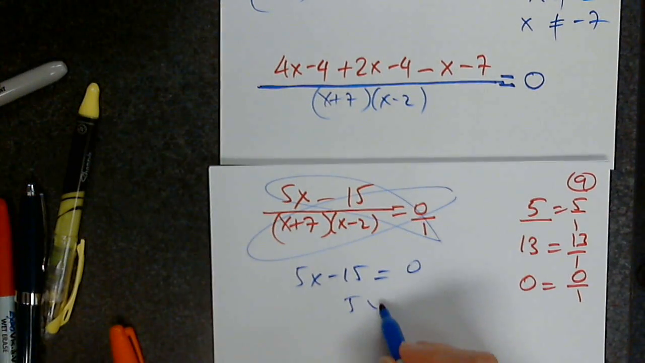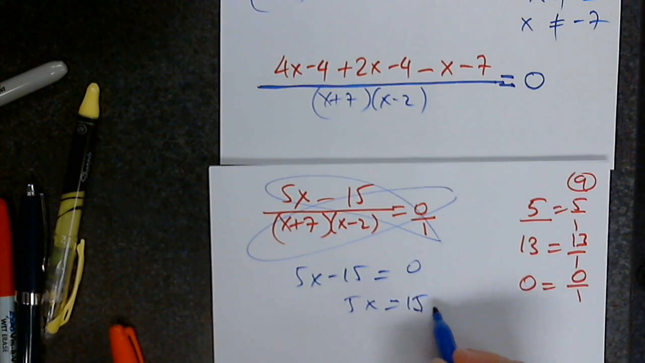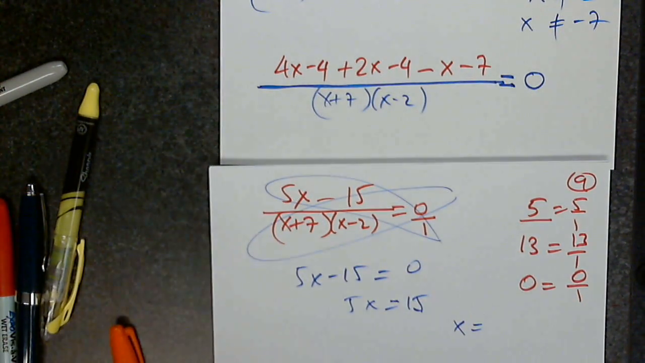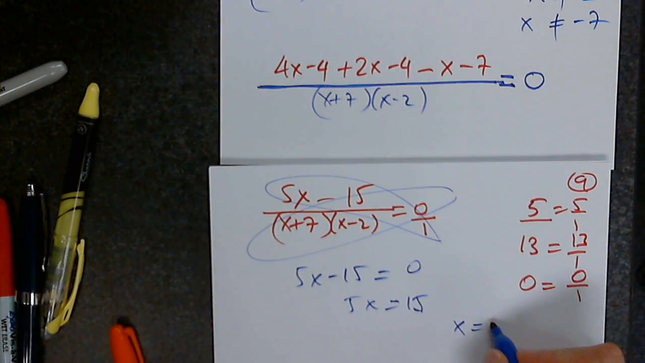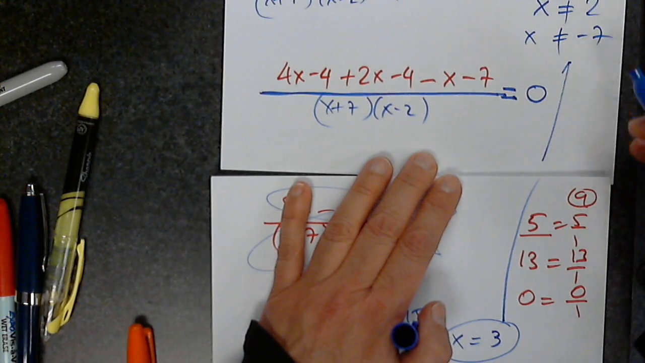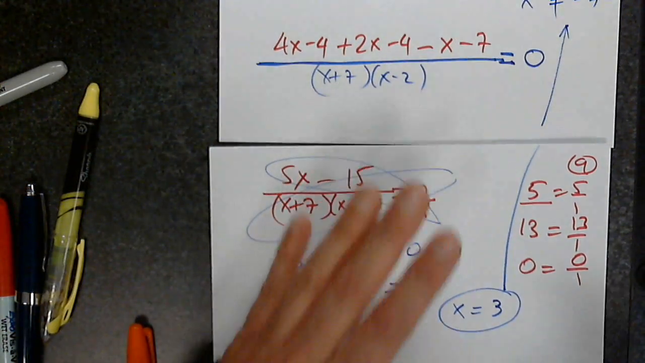Or 5x equals 15 because this is not quadratic, this is linear. So then x equals 5. One more time, 3. Good. Is this on the list of restrictions? No.